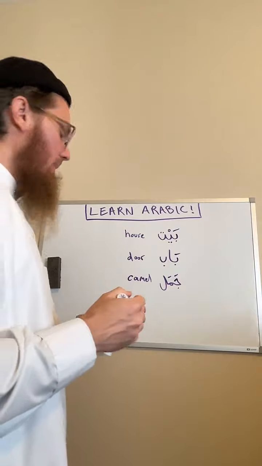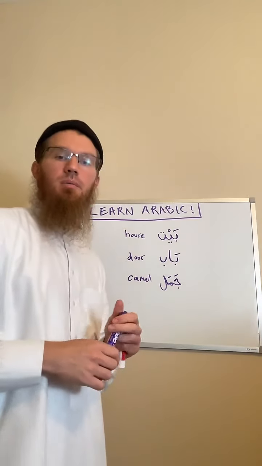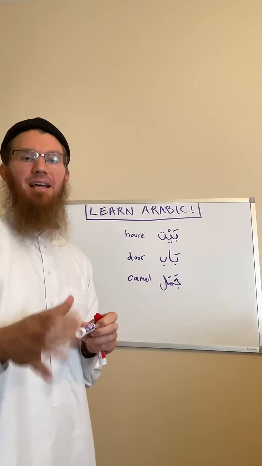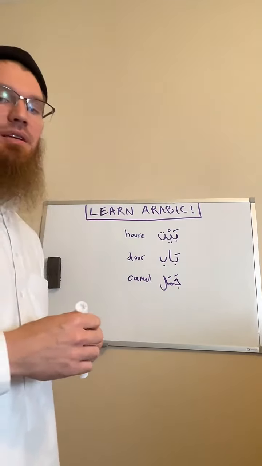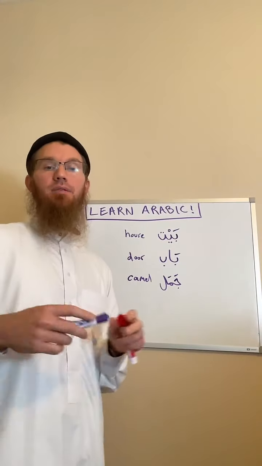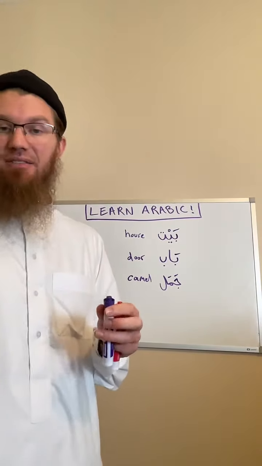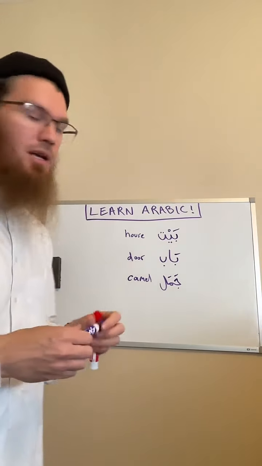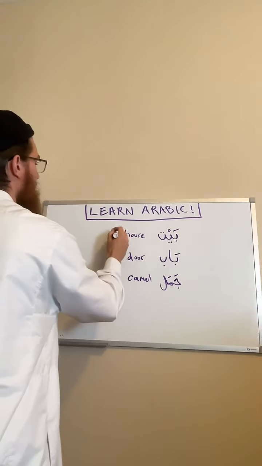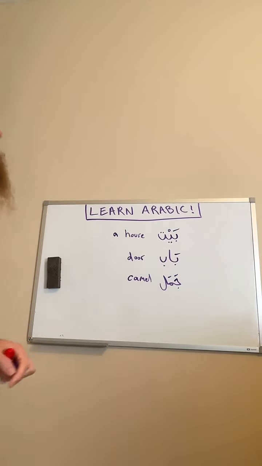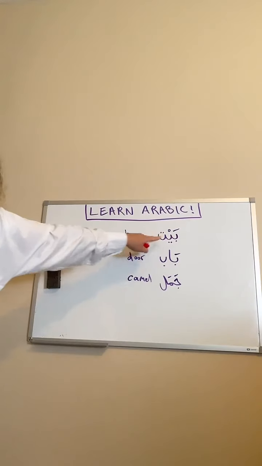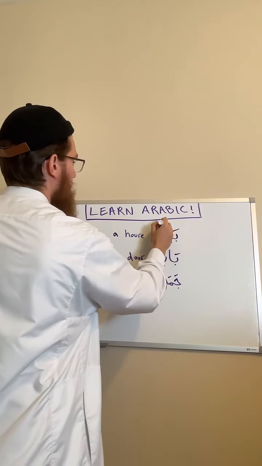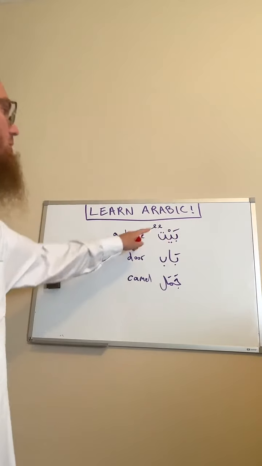Now, if I say I'm going to go to a house, that would be considered indefinite. If I say I'm going to a house, I'm not talking about a definitive house, a specific, particular house. I'm saying I'm going to go to a house. Okay? So if I want to say that I'm going to a house, then what I would do is at the end of this word, I would put what is called tanween. Tanween, meaning I would put two of the same harakah.